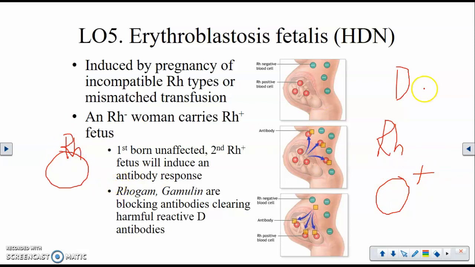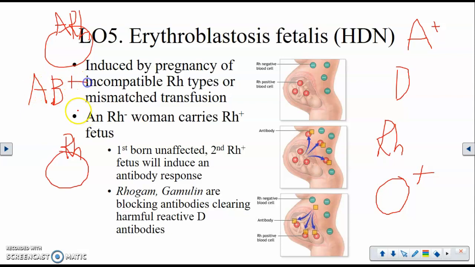Okay? If someone is A positive, that means they have two antigens. That means to say that they have both the A antigen and the Rh antigen. If someone is AB positive, that's just unlucky. That means you have all three antigens: the A, the B, and the Rh factor. Okay, so negative means no Rh. All right, no Rh factor in this case.